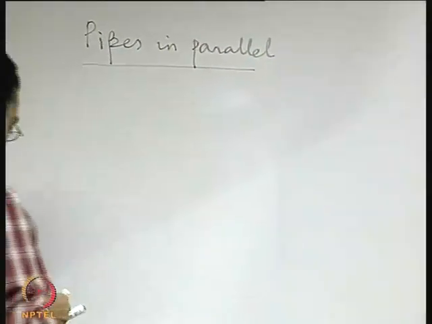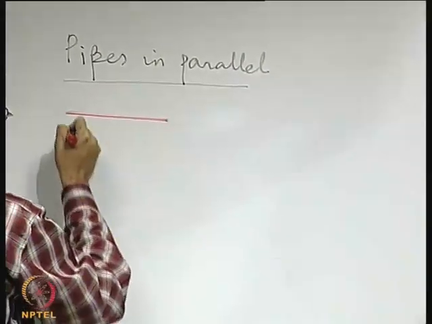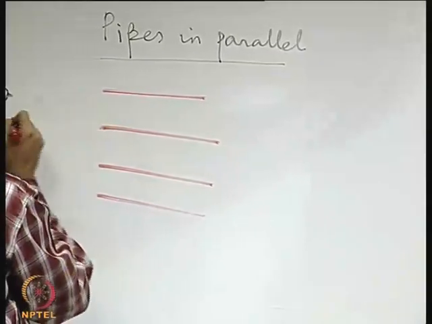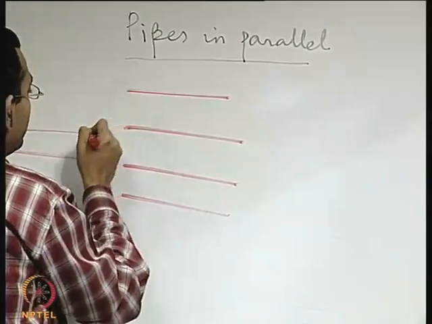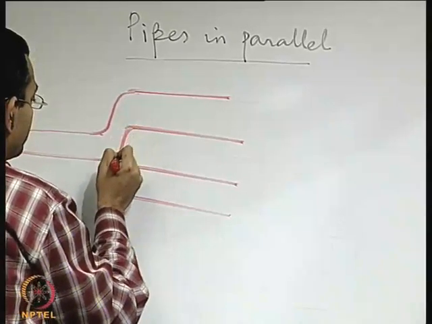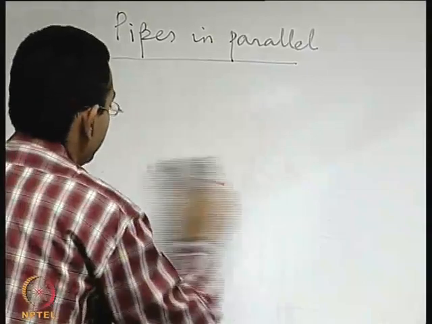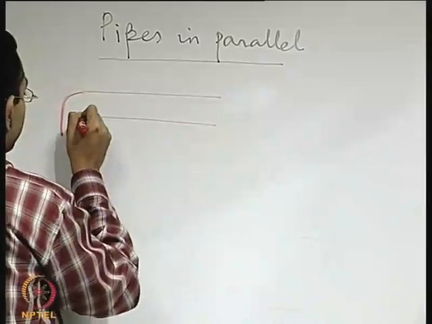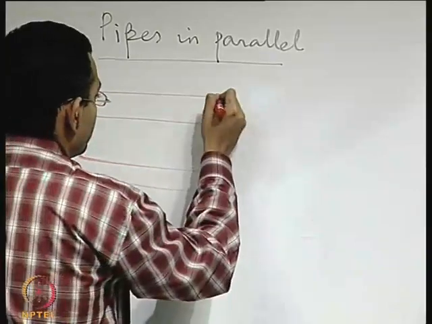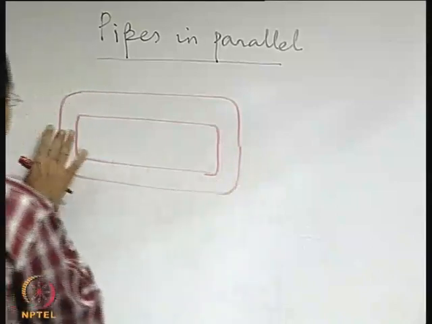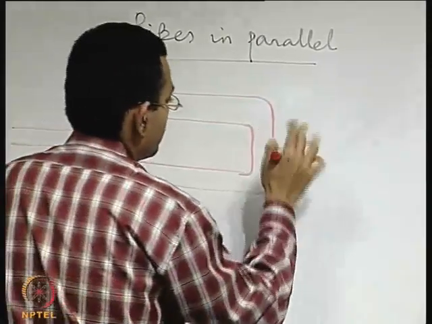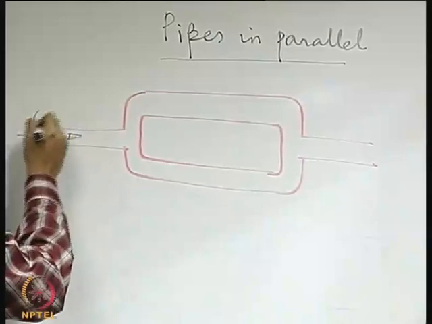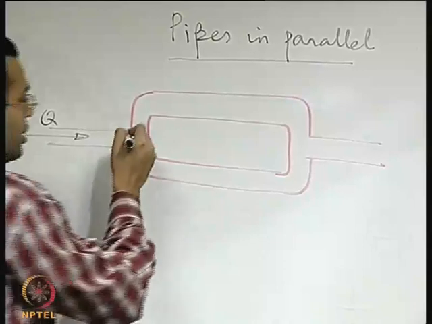When you have pipes in parallel, let us make a sketch of a situation like this. You have two pipes which are connected in parallel, that means they are branching off from a point. Let me sketch it in a slightly different way. Let us say you have a pipe through which some fluid flow Q is coming. Now you have two pipes.